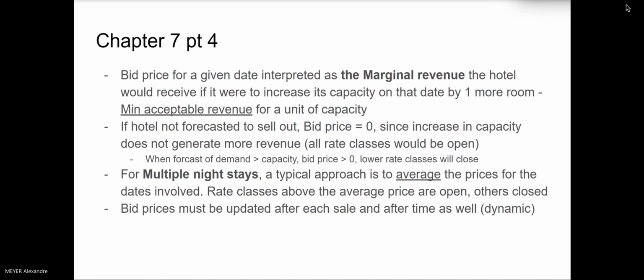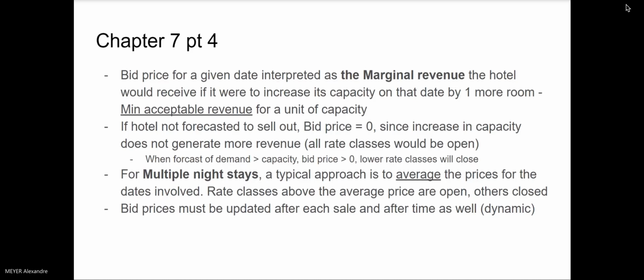So when the forecast of demand is exceeding the capacity, the bid price is greater than 0. So that means that the lower rate classes will close. For multiple night stays, a typical approach is to average the bid prices. So I'll show an example of that for the dates involved, because again, bid price and shadow price, this is something that must be cleared up straight away.